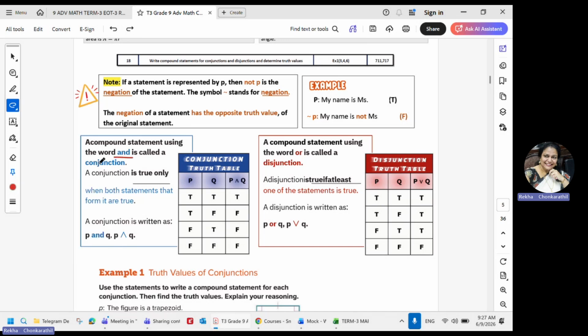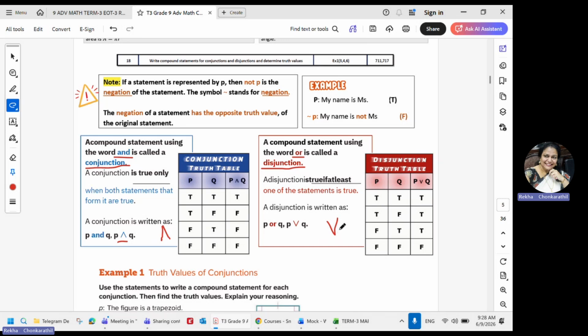And is for conjunction, and disjunction is a compound statement using the word or. Or is for disjunction, and means conjunction. And is represented with this symbol. Can you see? It looks like a capital A without the middle line. So this represents and. And for or, we represent a shape like V. This is for or, okay?